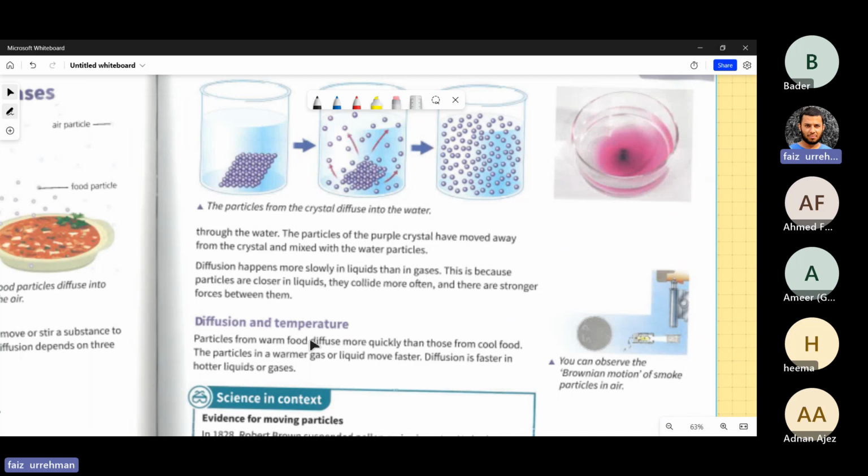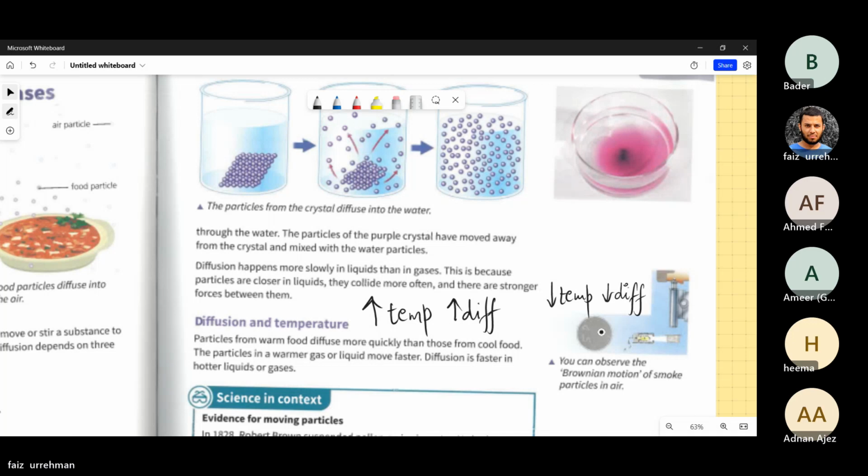Now, diffusion and temperature. There is a relation between diffusion and temperature. Particles from warm food diffuse more quickly. That is, when temperature is high, diffusion is high. But when temperature is low, diffusion is also low. So these types of questions can come in fill in the blanks: when the temperature is low, the diffusion is also what? Low or high? You have to say low.